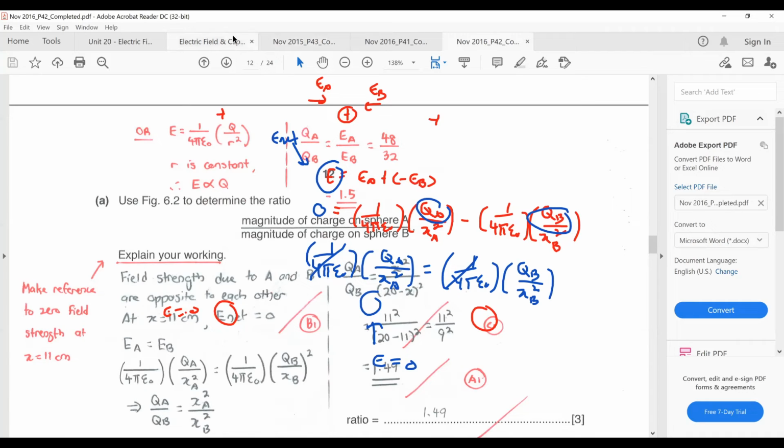All right, this one is basically this. E net is equal to this. When E is 0, EA equals EB. That's what this one means.